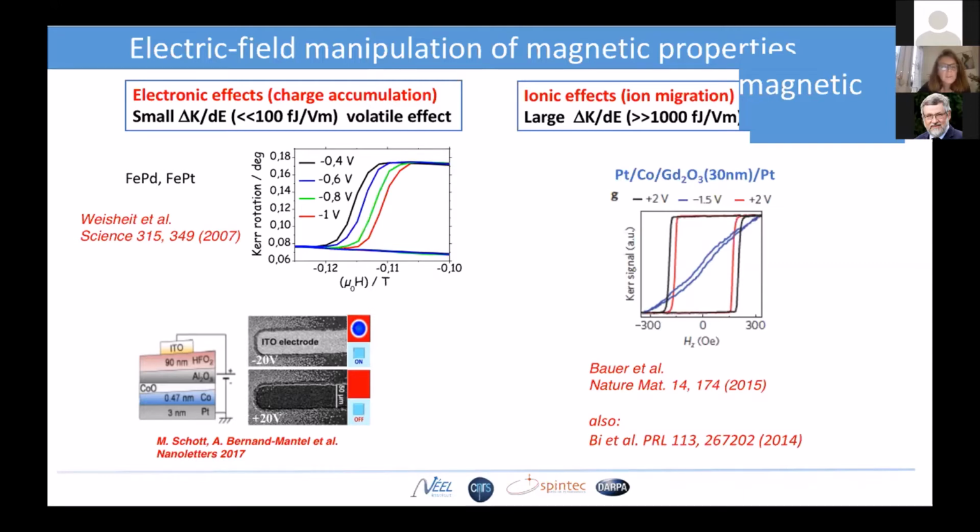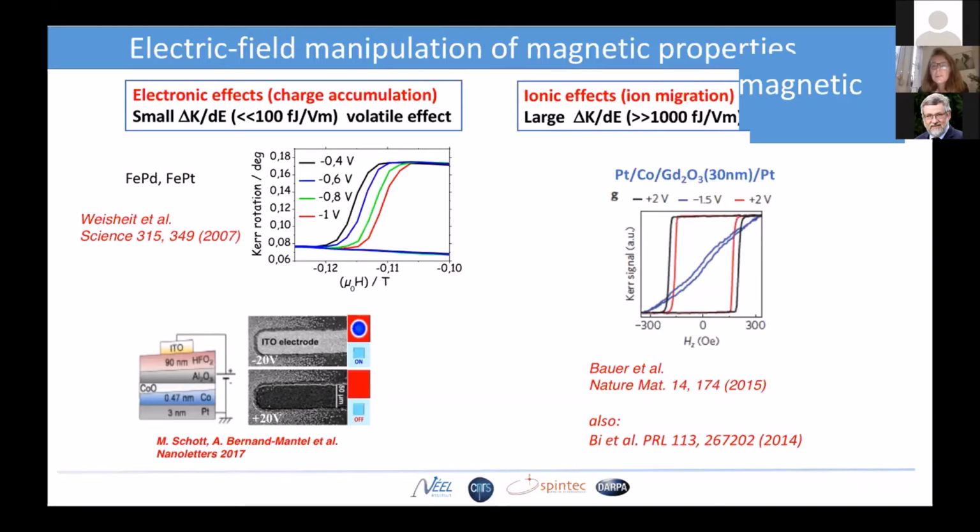In most of the recent works that you can find in the literature, the manipulation of magnetic anisotropy was carried out through electronic effects, so charge accumulation at the Fermi level. This effect, as confirmed by ab initio calculations, is quite small and can give rise to changes of the coercivity or of the perpendicular magnetic anisotropy of just a few percent. More recently, it was demonstrated that using magnetoionics, much larger variations of the anisotropy can be obtained.